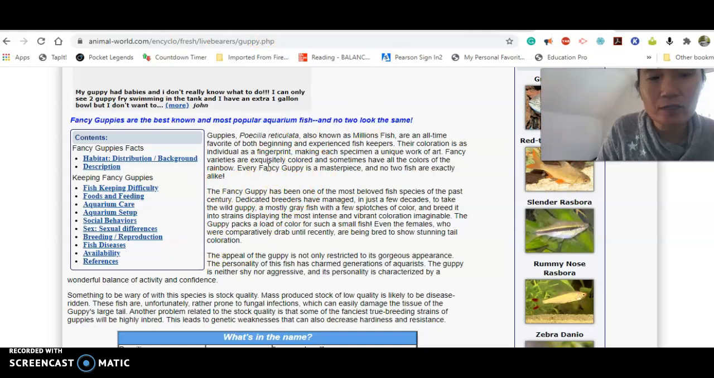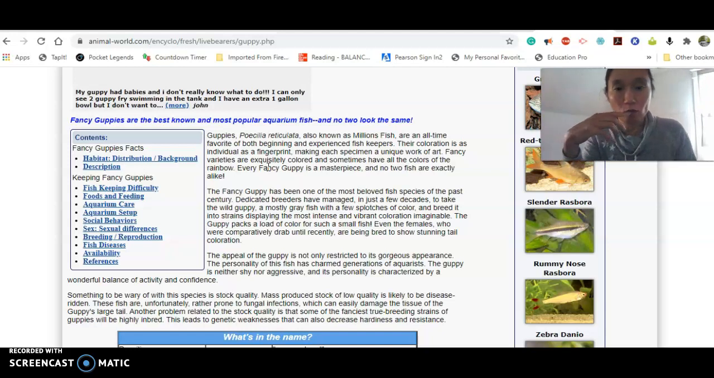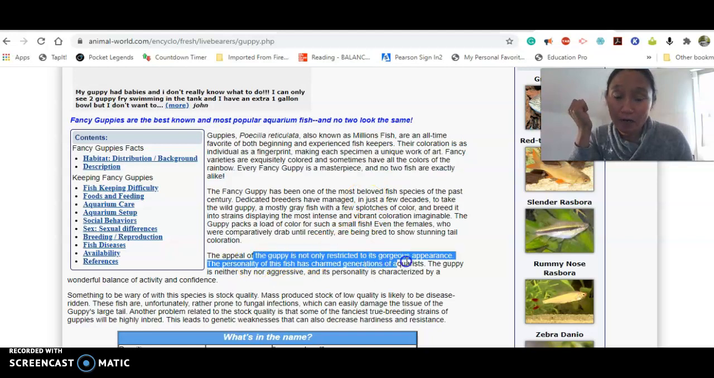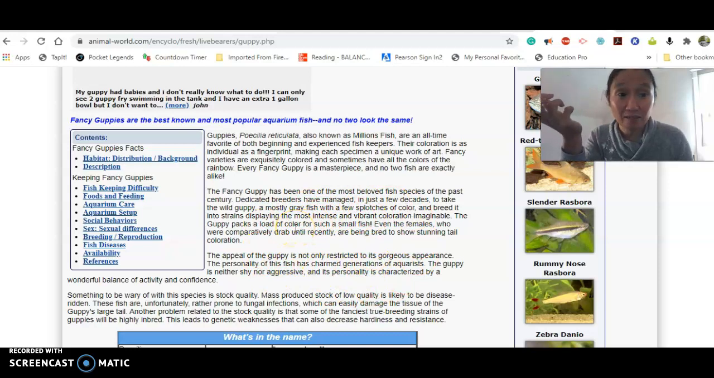Now, I don't want to copy everything that is on this page, but I do want to put it in my own words. So guppies are known as Poecilia reticulata. They also have the nickname of millionfish. And people, experienced fish keepers and beginning fish keepers, really like these kinds of fish because they're really hardy, which means they're tough to kill. Okay, so any of these here will be a good fact. You just have to know how to put it in your own words. Please don't copy. You can copy one fact maybe, but don't copy a whole bunch.